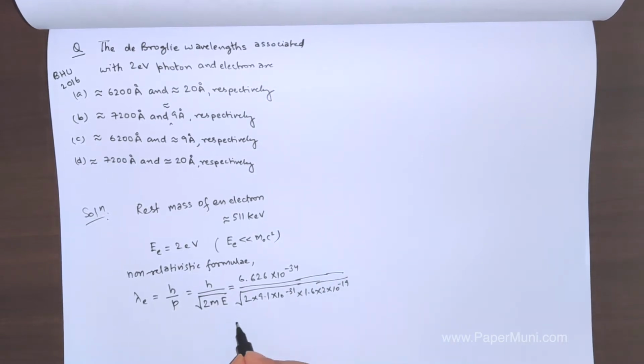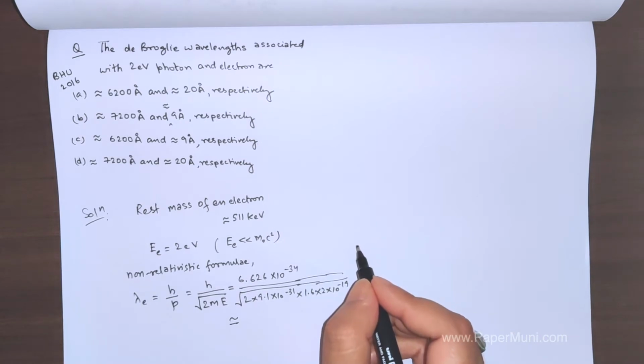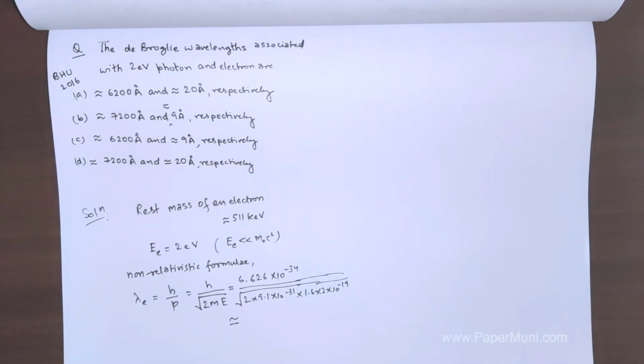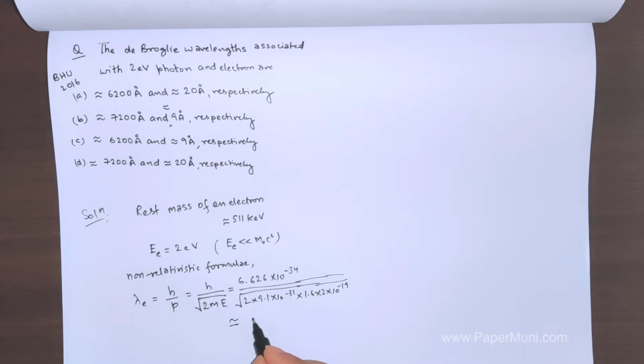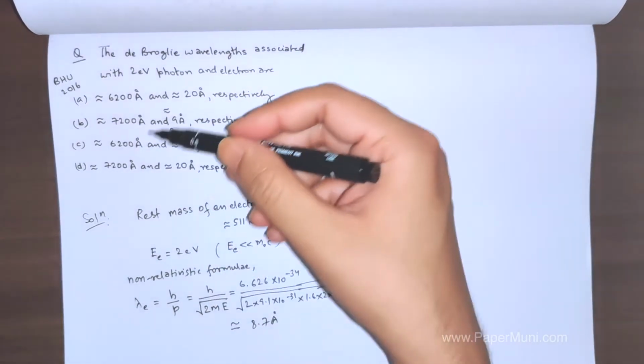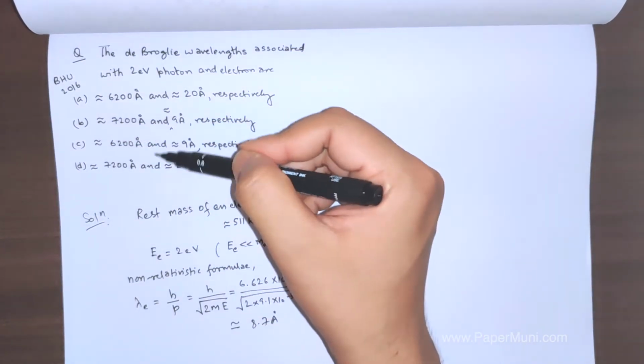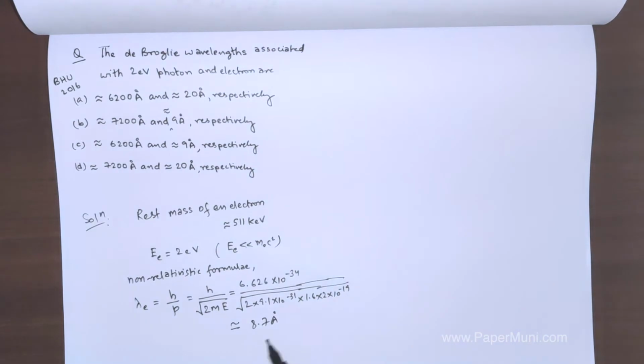The wavelength comes out to be around 1 point something, and this does not match with the question here. Now this is a problem, I must say, with the BHU question paper, that there are errors in it. So never mind, you just see whether the calculation we have done is correct or not.